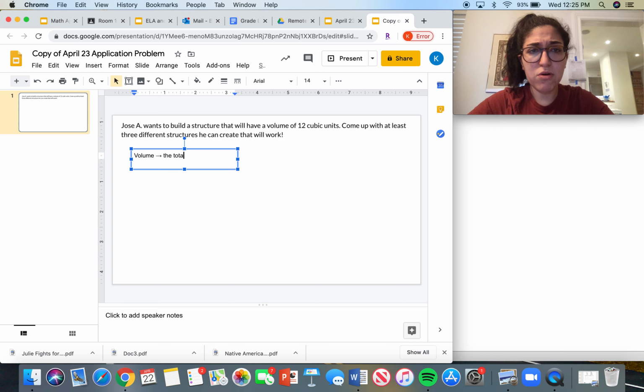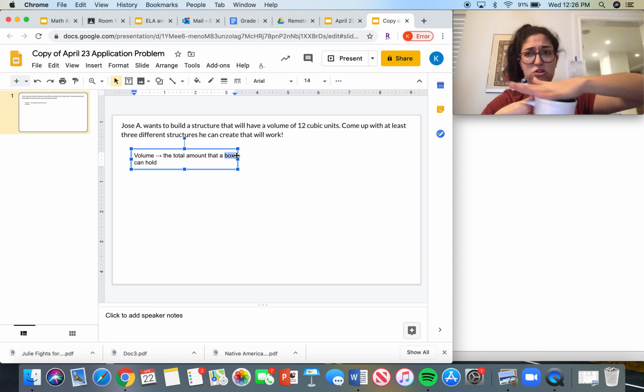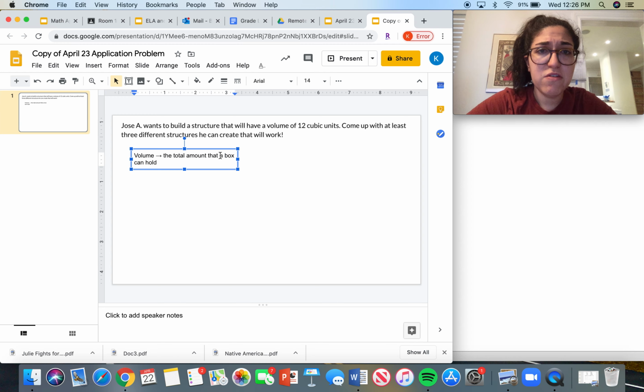So I want to remember that volume is the total amount that an item can hold, right? That a 3D object can hold. So in this case, it's like a cube because we're looking at cubic units, and we've been working with cubes. So, the total amount that, let's say, a box can hold. It's actually anything that has depth inside. So with a cup like this, it would be what can fit in here to totally cover, go all the way in and fill it without going above it.